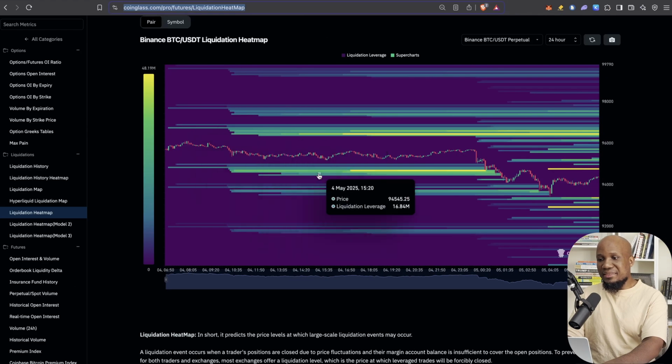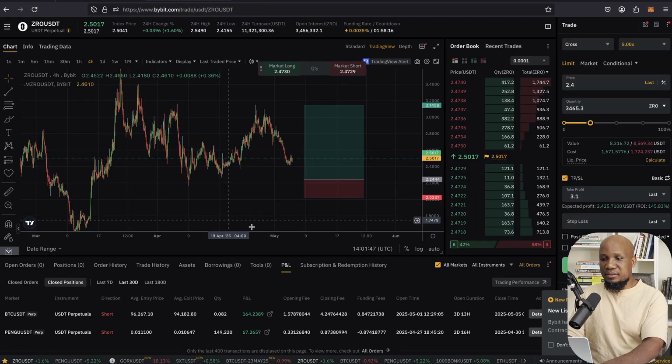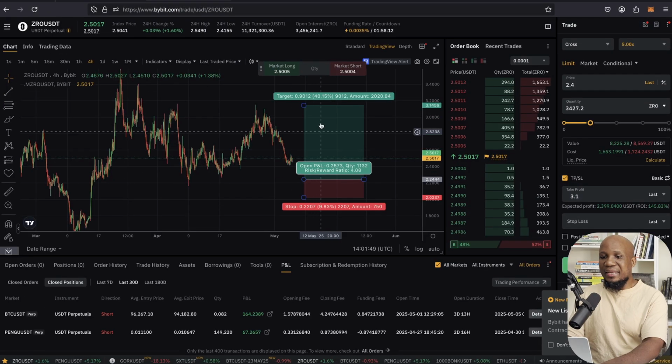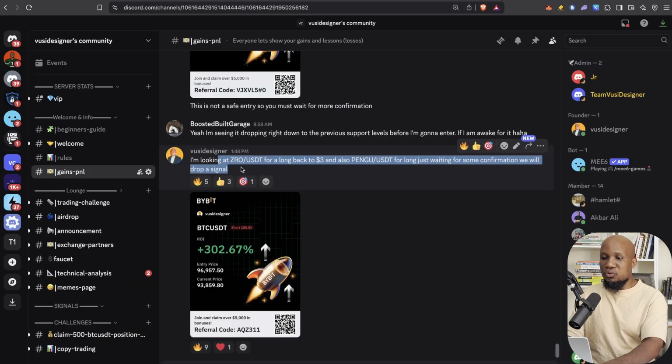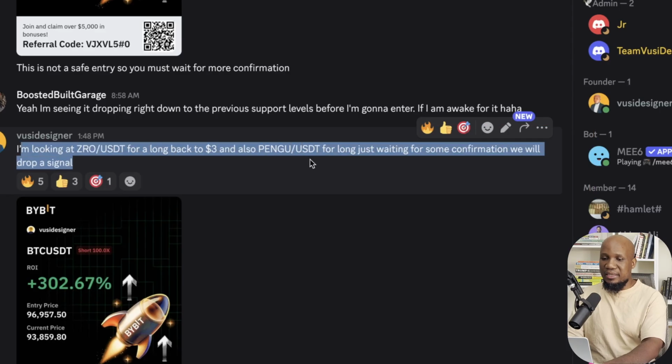So now, as we can see that the market has dropped, we're actually looking at dropping signals. If you come here, we're already planning signals on layer 0 and also penguins. And I already told you guys on our Discord that these are key trading pairs that we're looking at. And once we get a confirmation, we'll drop a signal here on our Discord.